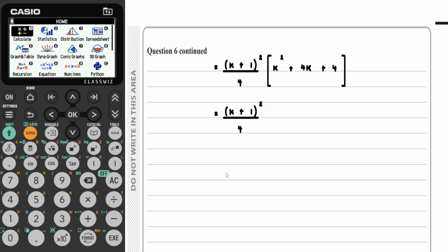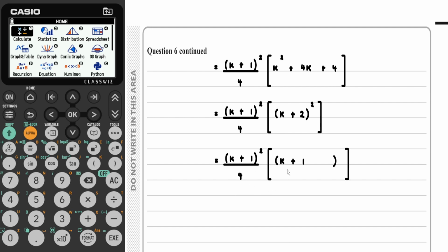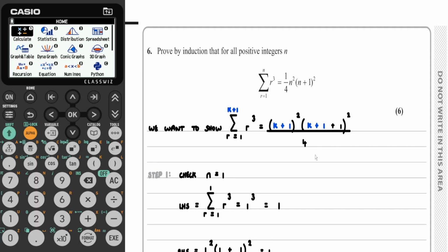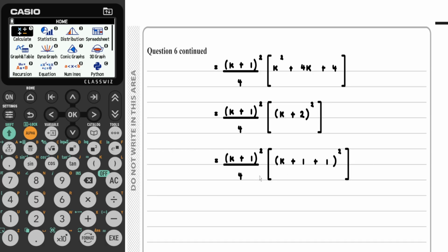So I've got (k+1)² over 4, and inside this bracket we can recognise that we've got a perfect square. This is (k+2)². (k+2)² expanded out would give us k² + 4k + 4. Now k+2, we can rewrite as k+1+1. So I've got (k+1)² over 4 multiplied by (k+1+1)². You will recall that's what we have here. And that's exactly what we need to show.